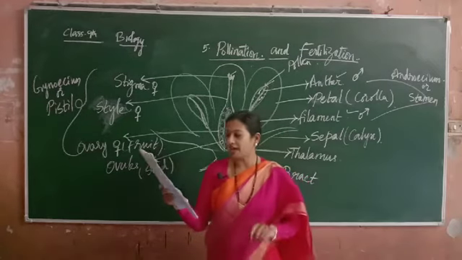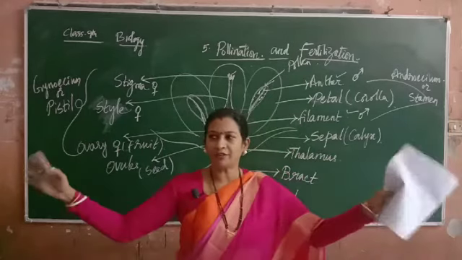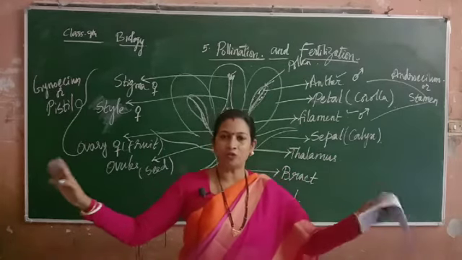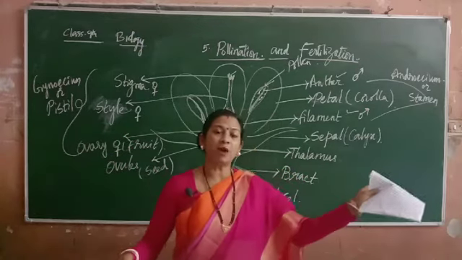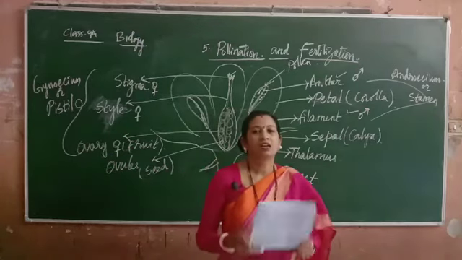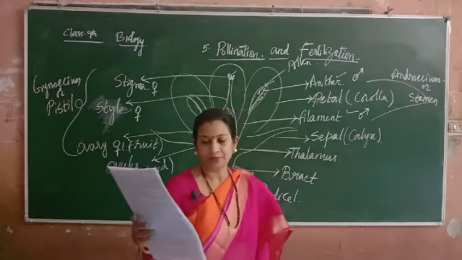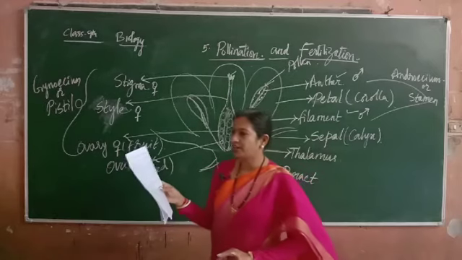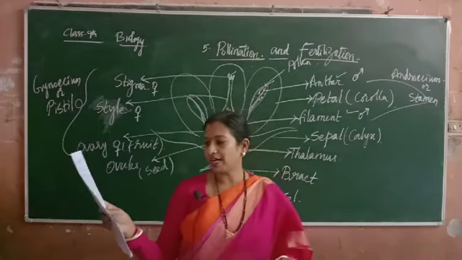The pollen of a flower of another plant of the same species, that means two different plants are there, two different rose plants. So the pollen of one plant falls on the stigma of another plant of the same species is called allogamy.